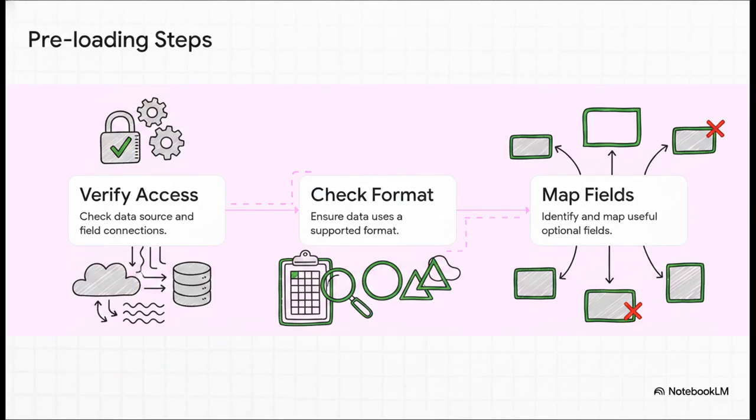So what exactly are you checking at the door? Well, here's your crisp, actionable checklist. Number 1, verify access. If you're using connectors, you need to make sure you can actually connect to the data sources successfully and verify that you've got access to all the required fields. Number 2, ensure your data conforms to a supported format. We'll touch on a really common hiccup with that in just a second. And number 3, identify and map optional fields. Look, your data might have a lot of noise in it. You need to review it, figure out which optional fields are actually useful, decide to include them, and then figure out exactly what attribute you want each one to map to.